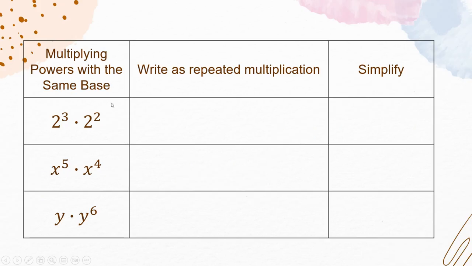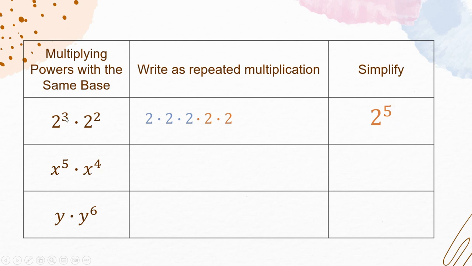So, multiplying powers with the same base. We want to write it as repeated multiplication. I have 2 to the third power times 2 to the second power. When we write that out, 2 to the third power is in blue here. I'm taking 2 times itself 3 times: 1, 2, 3. 2 to the second power, I'm going to write out 2 times itself twice. If I look at this, I have 2 times 2 times 2 times 2 times 2. Simplifying this, we can write it as 2 to the fifth power.